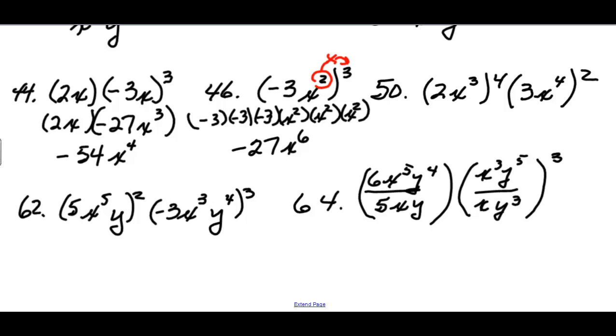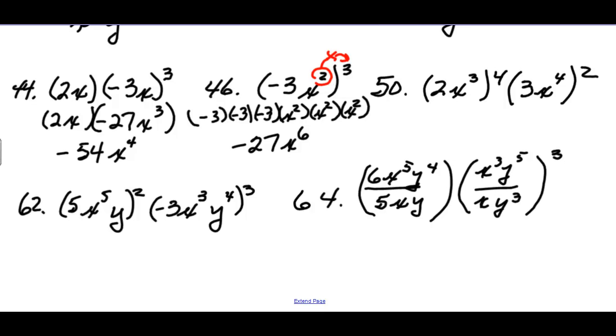In number 50, what we have is (2x cubed) to the 4th power times (3x to the 4th) squared. Well, 2 to the 4th power is 2 times 2 is 4, times 2 is 8, times 2 is 16. That's 16. And then if we take the 3, multiply it by the 4, what we get is x to the 12th power.